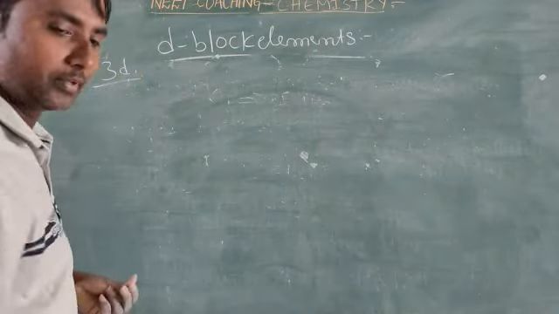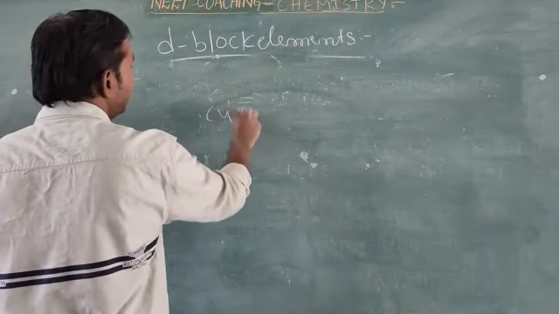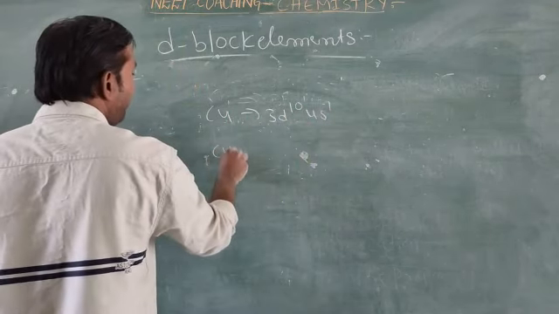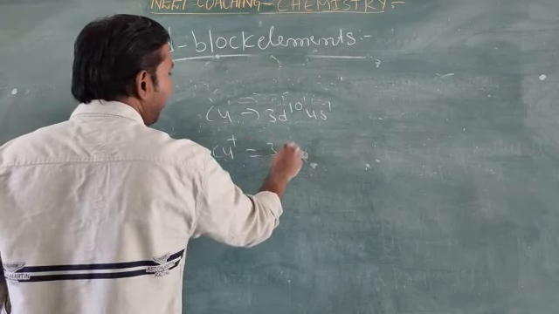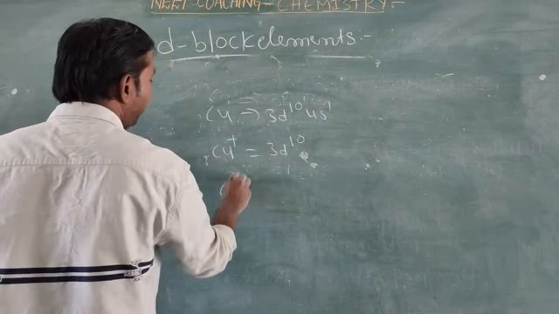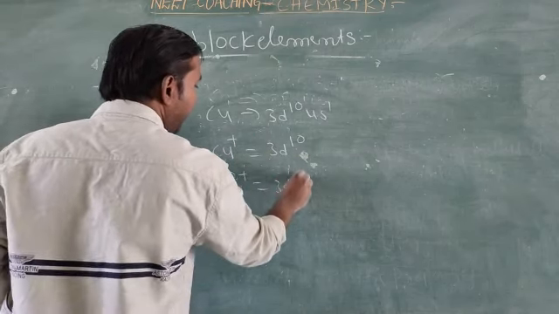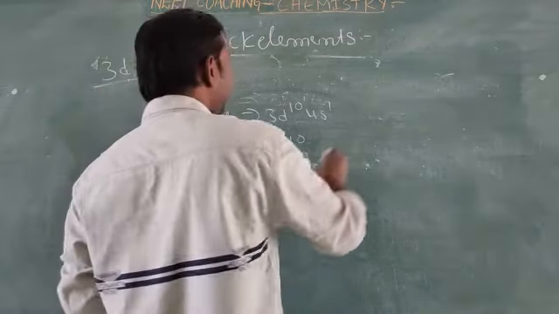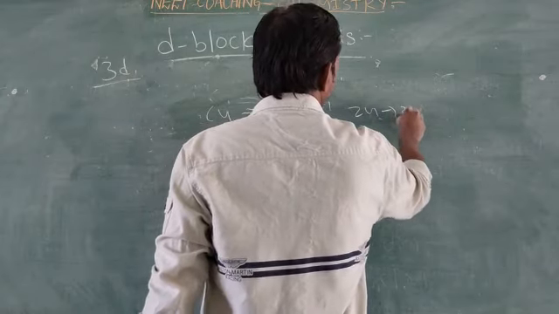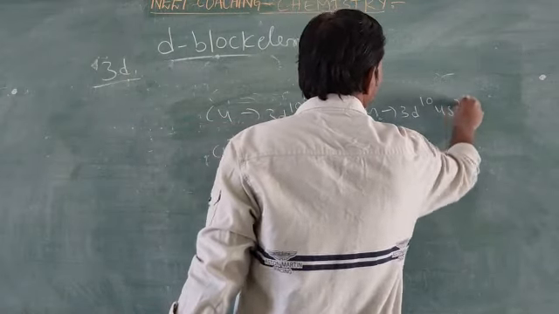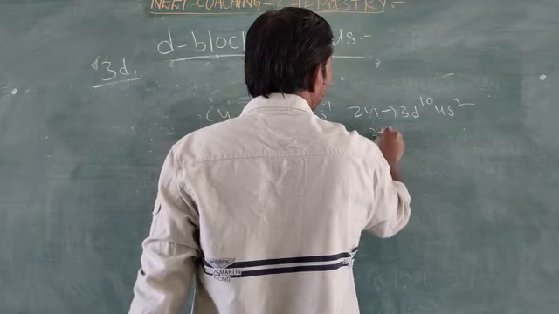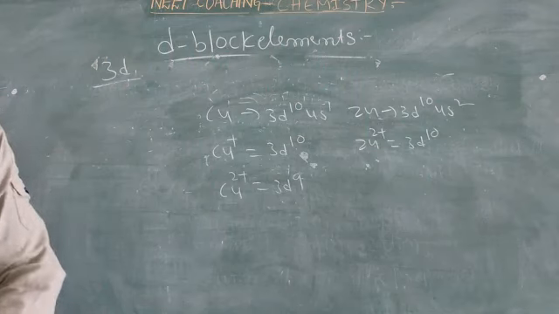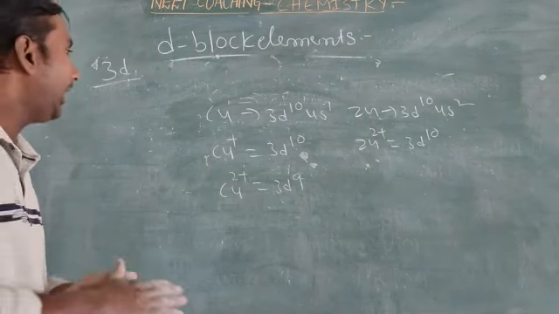Next, copper 3d10 4s1. Copper plus is 3d10. Copper 2 plus is 3d9. Like that. Zinc 3d10 4s2. Zinc 2 plus is 3d10. So like that, you should learn at least the 3d series configurations.